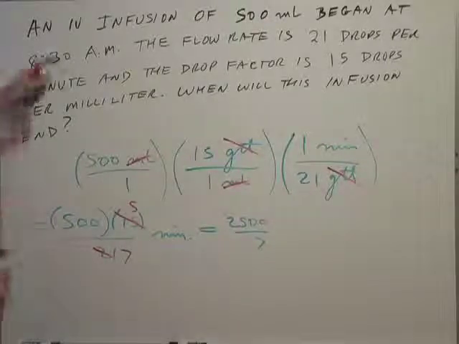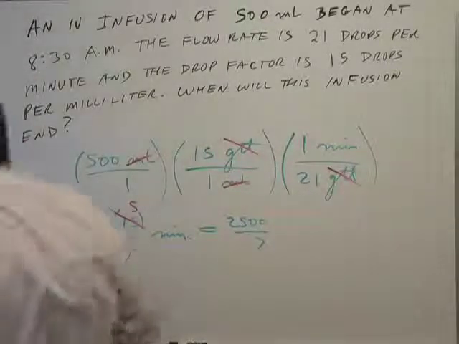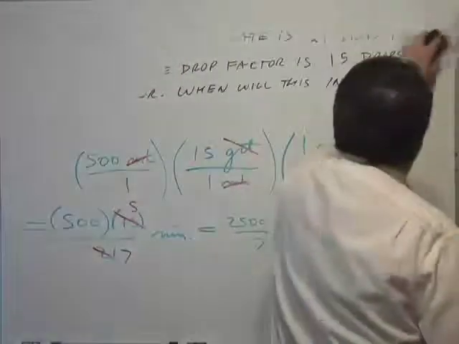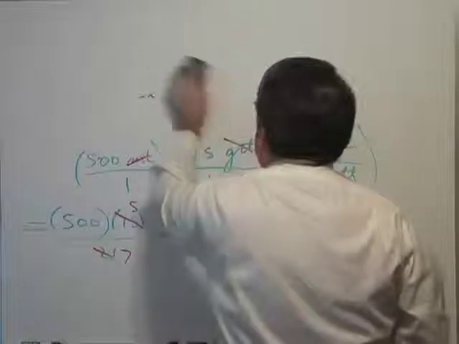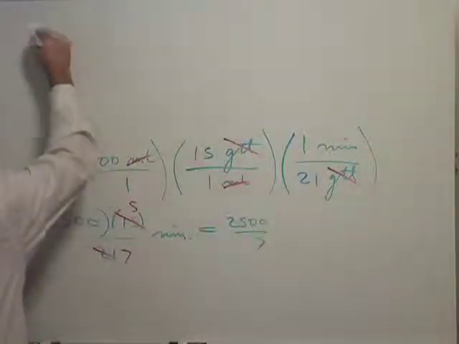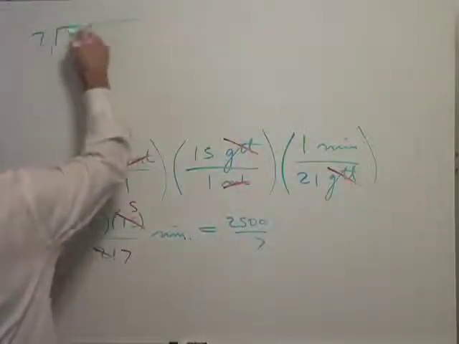I'm going to make a little room upstairs here so that we don't get too cramped on the board. I would recommend, don't cramp your work when you do your arithmetic. All right, so I have to divide 7 into 2,500.